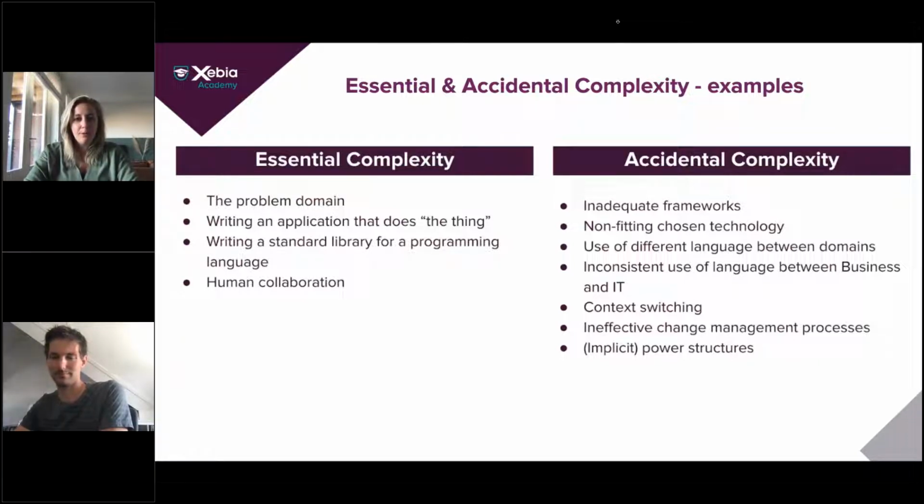So we have a couple of examples on this slide, and we're not going through all of them, but what we can remember is, well, the essential complexity is the complexity that cannot be reduced. It's required. So let's say we have the problem domain. It has complexity, and we cannot really reduce it because it's there. We have to deal with it, and it's just there. But accidental complexity is a complexity that we can add ourselves. So we can create and fix it.